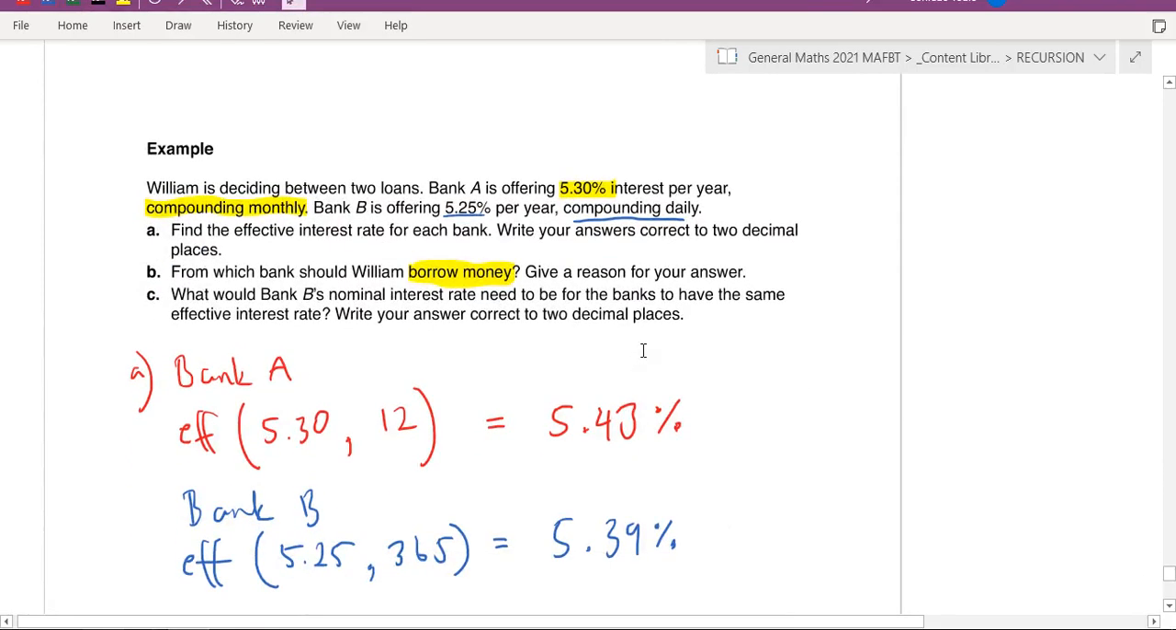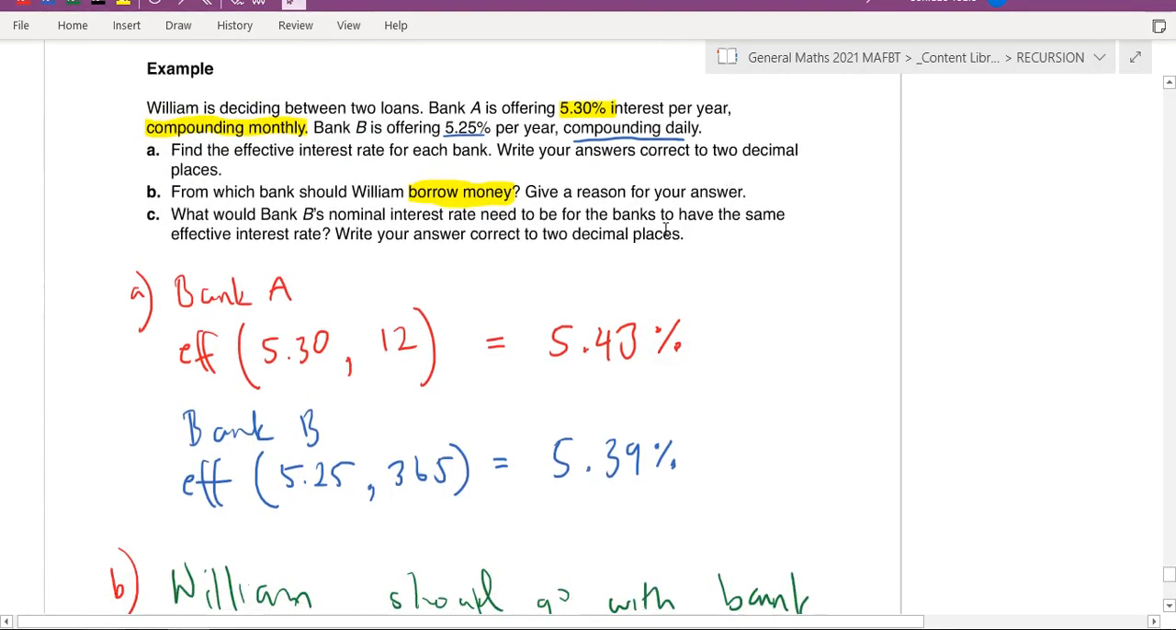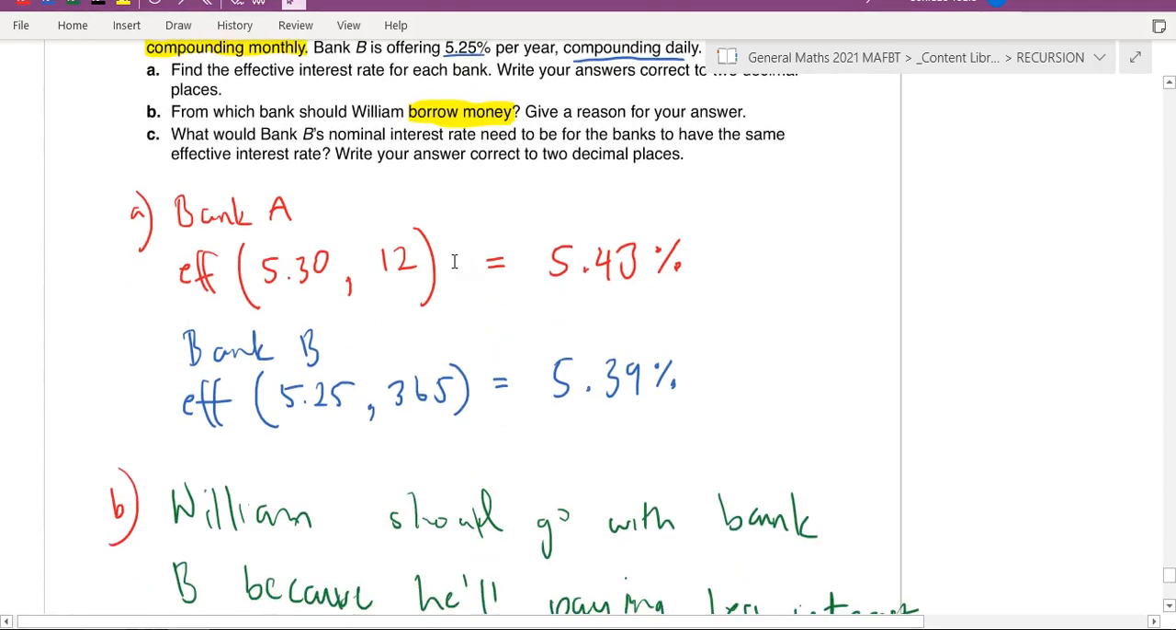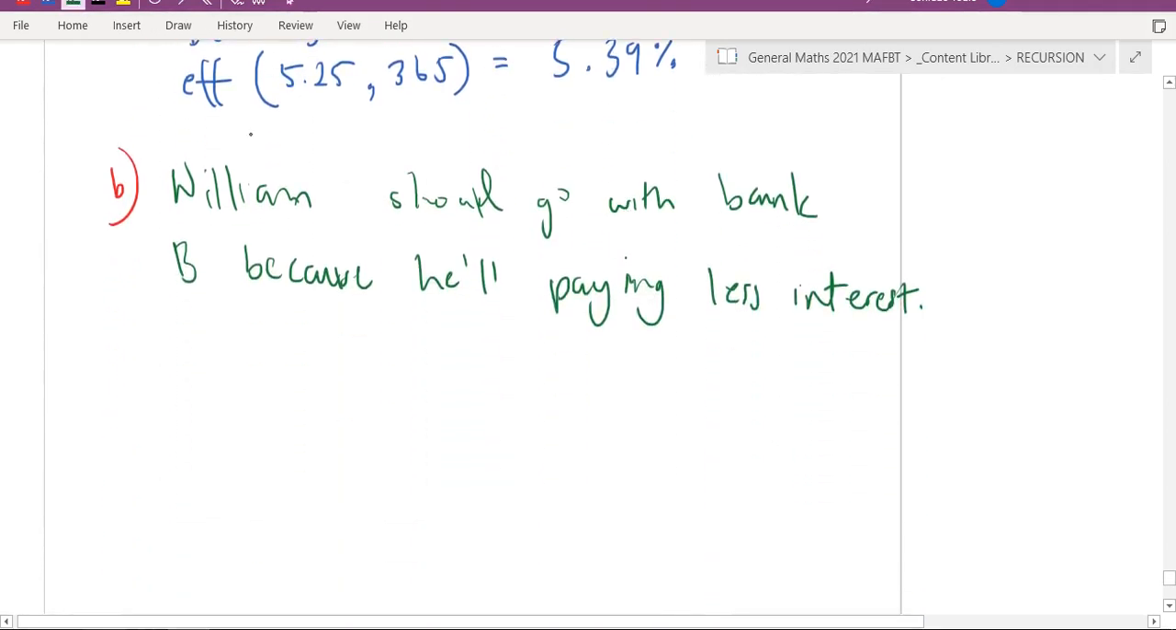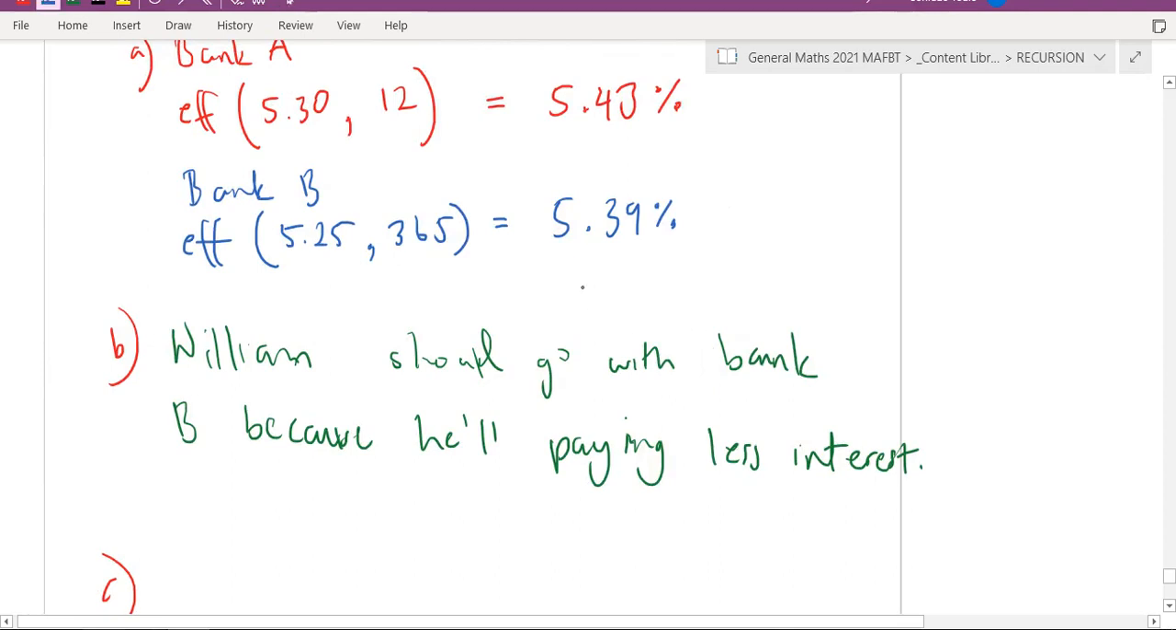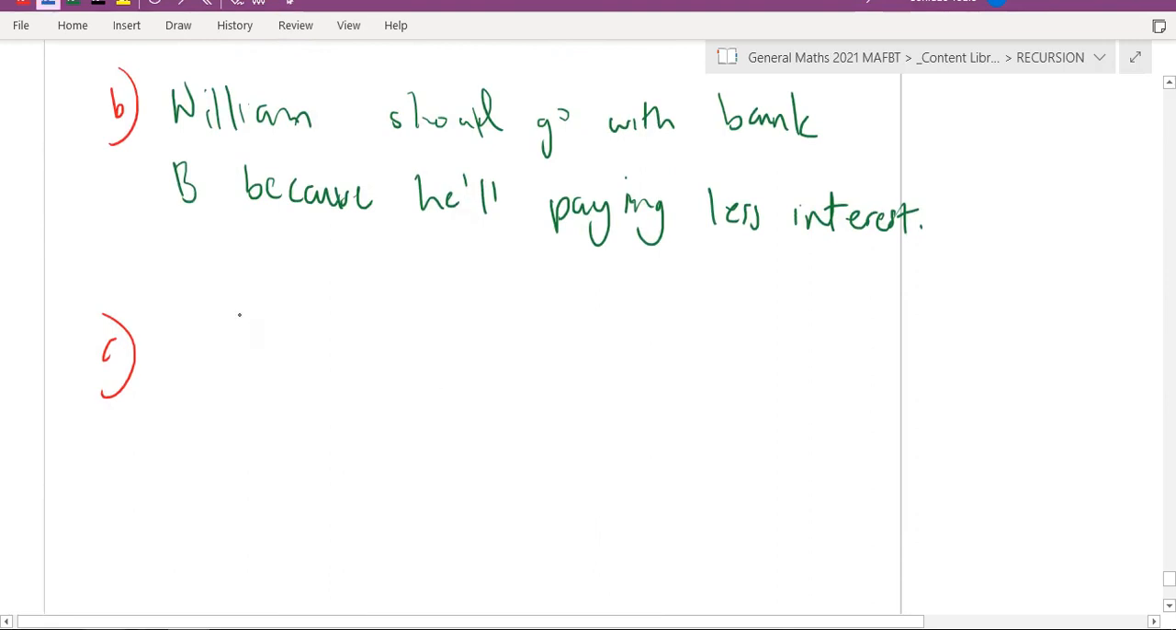All right, part C. What would Bank B's nominal interest rate need to be for the banks to have the same effective rate? Write your answer to 2 decimal places. So for question C, we want Bank B's effective rate to be 5.43. But we've got to figure out, if that's the case, what should the nominal rate be? So it's got to be higher than 5.25, which means that if you're trying to find the nominal rate, you will type nominal.